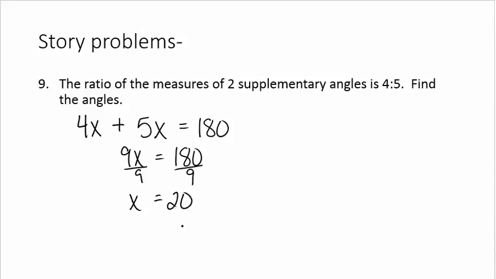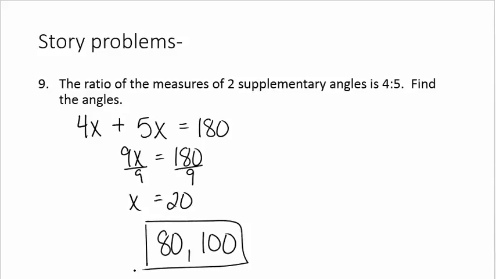Again, you were asked to find the measures of the angles, so we need to plug the 20 back in. 4 times 20 is 80. 5 times 20 is 100. So the 2 angle measures are 80 and 100, and if you add those up, you do get 180. So those angles would be supplementary.